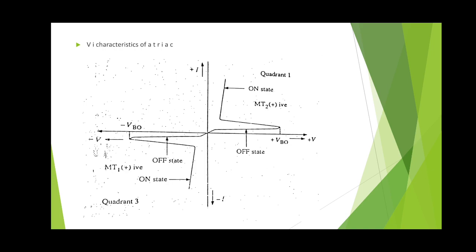Now observe all the parameters on this VI characteristic. In the first quadrant it will work similar to the SCR. Unless the device goes into triggering mode or the forward breakover voltage is overcome, the device will not go into the on state. So the operation of the TRIAC is again easily understood by considering the VI characteristics.